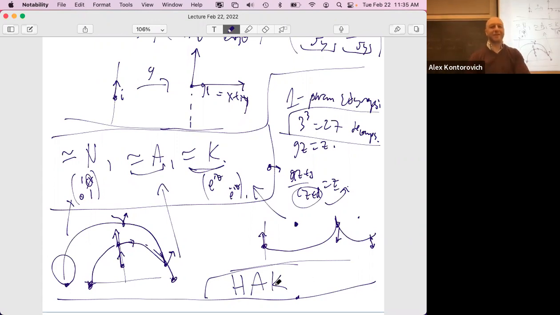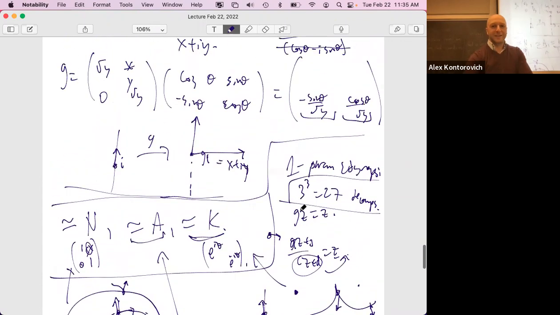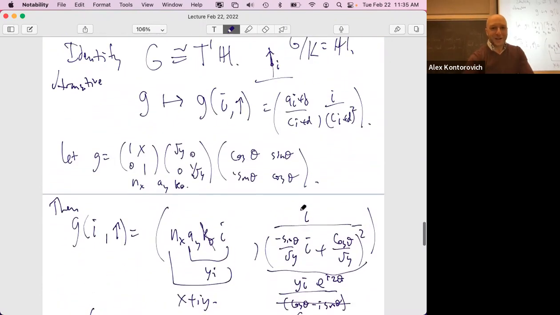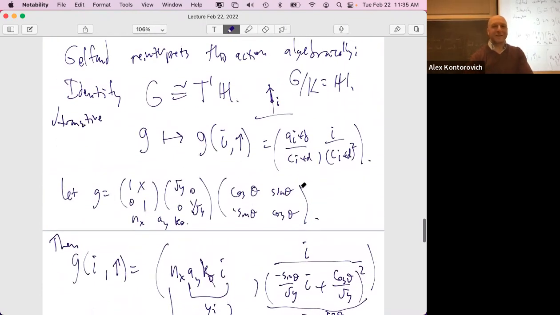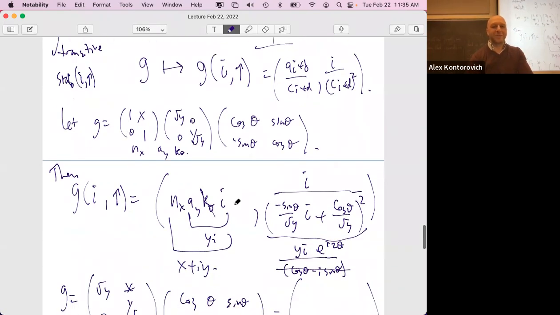Okay, so this is something that really appears in a lot of examples. Interesting. All right. So why is the action transitive? We saw that it's transitive. Why is the stabilizer trivial? What's the stabilizer of i? Well, we already know the stabilizer of i is cosine, which is K.